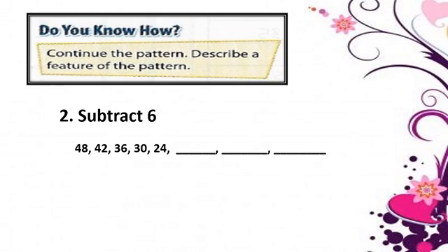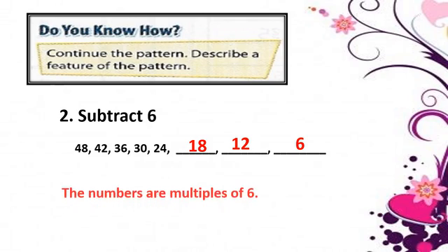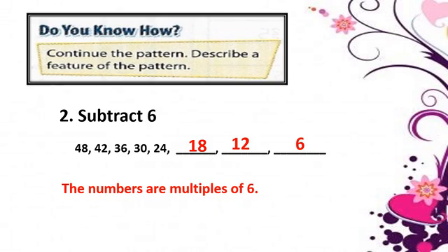24 minus 6 is 18. Then 18 minus 6 is 12. Then again subtract 6 from 12. The answer is 6. So what is the feature of the pattern? The numbers are multiples of 6.